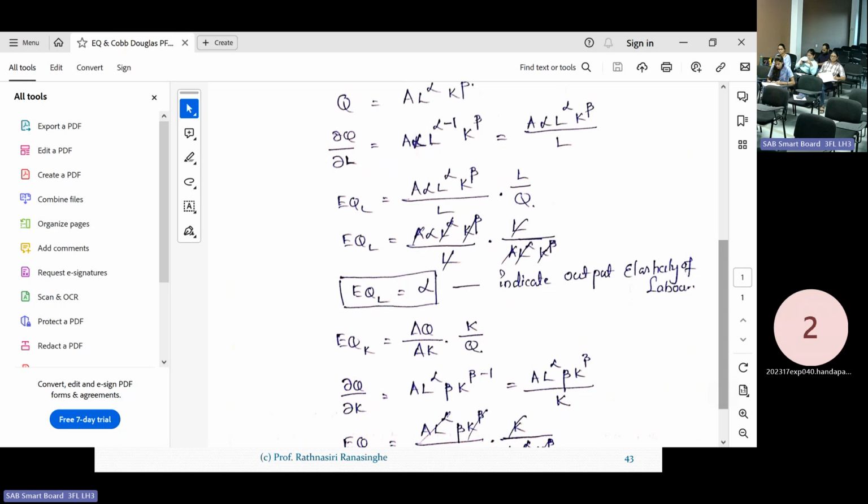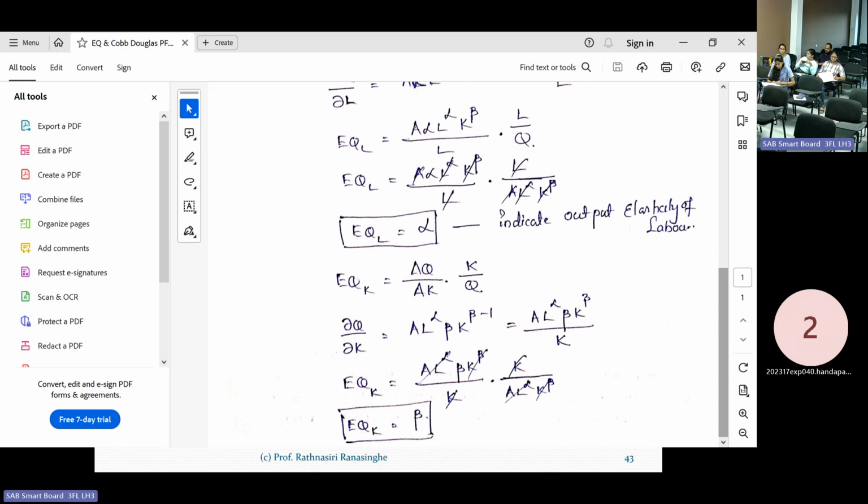Then if you substitute that equation into the output elasticity, we can find that the output elasticity of capital equals beta, the coefficient of the Cobb-Douglas production function, which denotes the capital. So the coefficient beta in the production function explains how much output is going to change with a change in the capital, in the long term, because both labor and capital change in the long run.